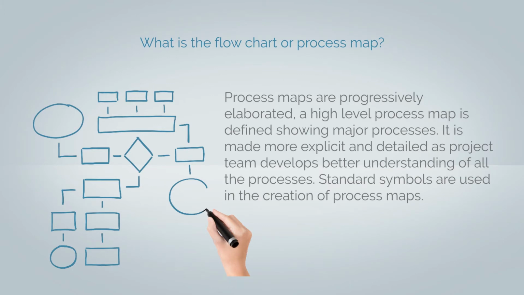Process maps are progressively elaborated. A high-level process map is defined showing major processes. It is made more explicit and detailed, as the project team develops a better understanding of all the processes. Standard symbols are used in the creation of process maps.